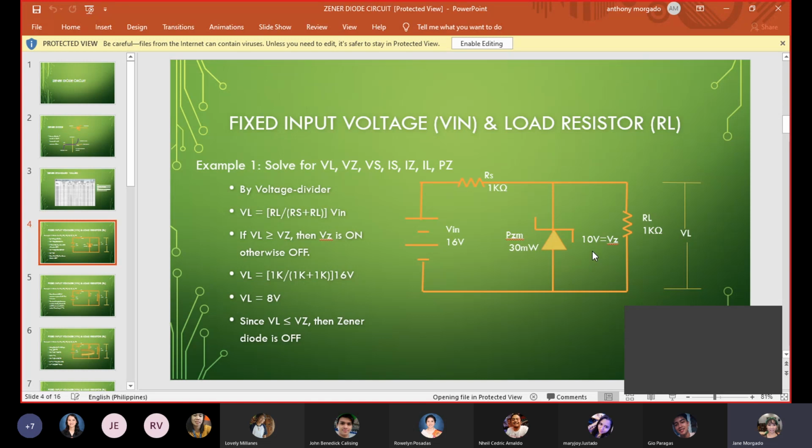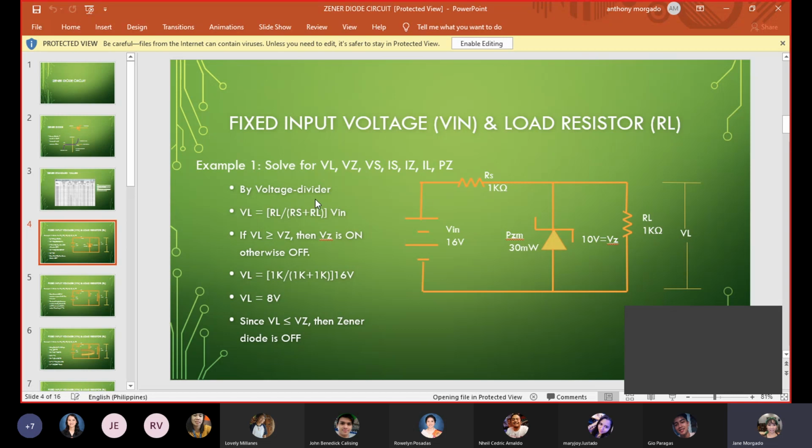But then, we have to make sure that the Zener diode is on. So the voltage across RL should initially be equal to or greater than the Zener voltage. How are we going to determine if the voltage across RL is enough to turn on the Zener diode? We do the voltage divider, because in this analysis, wala muna yung Zener diode. How is RS-RL connected if wala pa yung Zener? Series, with respect to the supply. So RS and RL are connected in series. Kaya that's why we have a voltage divider here.